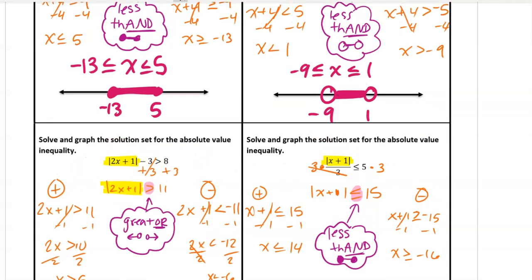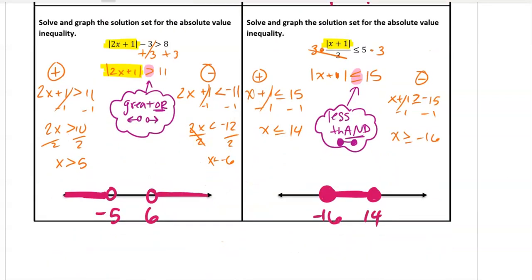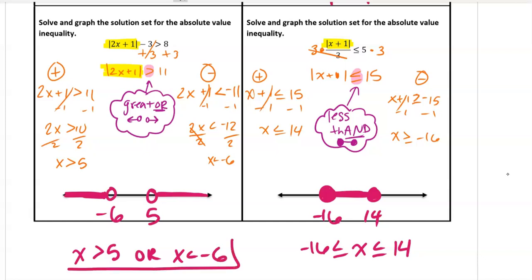All right, now I forgot to write the inequality for the last two, so let's do that. Here it would be negative 16 less than or equal to x less than 14. And on the left, since it's "or," we're going to write two different inequalities. X is, oh, I just realized I mixed these two numbers up. This is a negative 6 and a positive 5. So x is greater than 5 or x is less than negative 6. There we go.